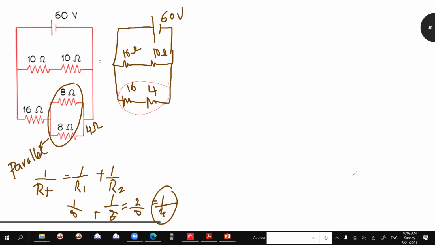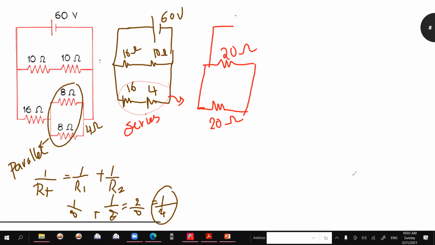4 and 16 here, they are in series. They are connected to each other, not parallel to each other. They have one line, one sequence, so they are in series. So to find the R equivalent here, we have to add them: 16 plus 4, which is 20 ohm. And for 10 and 10, they are also in series, so they are 20 ohm. And up here, we have 60 volts.